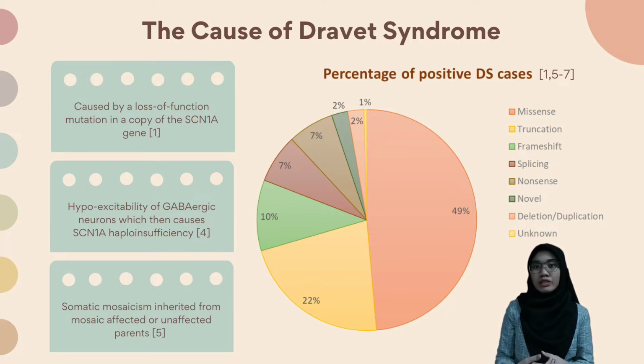As you can see, most cases are caused by missense mutation on this gene, while novel and deletion or duplication mutation on the SCN1A gene is the least common cause of Dravet syndrome. Recent studies have also confirmed that somatic mosaicism is also one of the causes of Dravet syndrome in some patients, which they may inherit from mosaic-affected or unaffected parents.